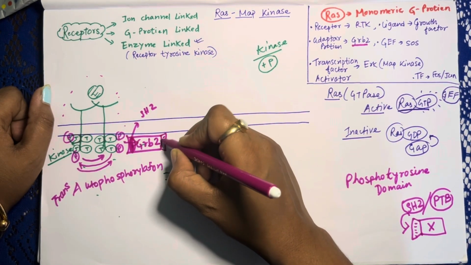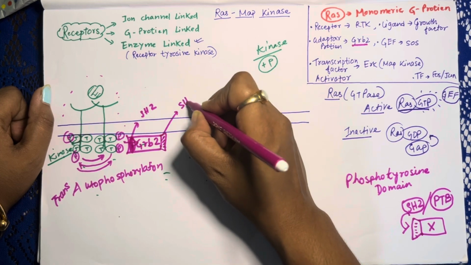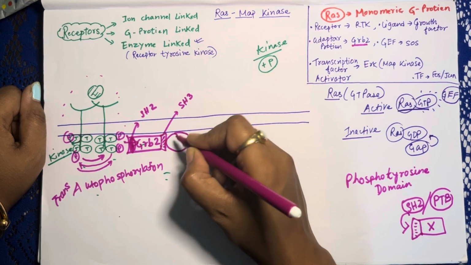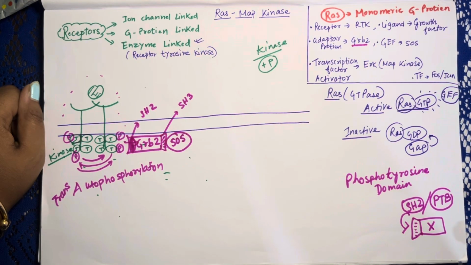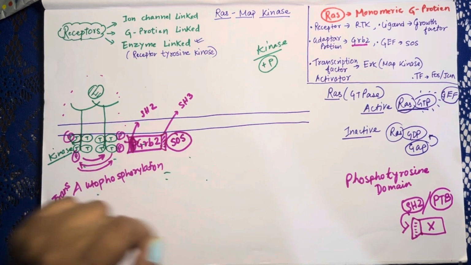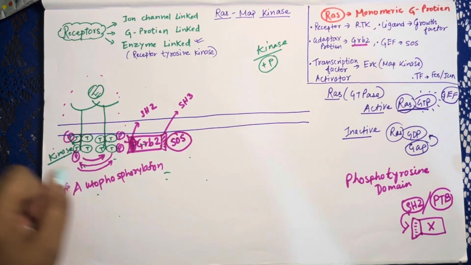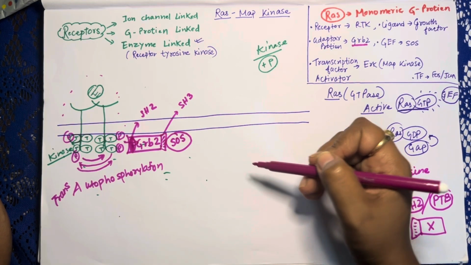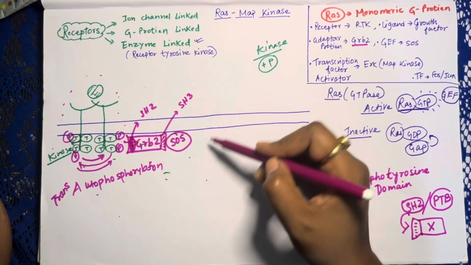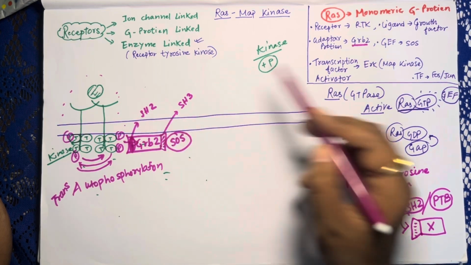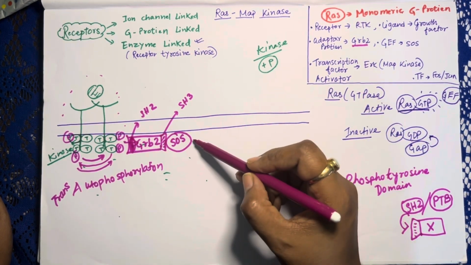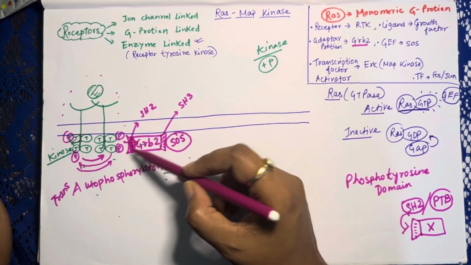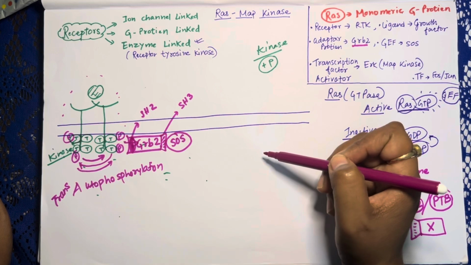GRB2 also has an SH3 domain. With the help of the SH3 domain, GRB2 will bind with another protein known as SOS. Now GRB2 will help in activation of SOS, because SOS was trying to bind with the receptor, but it was not able to bind with the receptor. Why? Because SOS has no SH2 domain. Because SOS is lacking the SH2 domain, that's why SOS needs the GRB2 adapter to bind with the receptor.